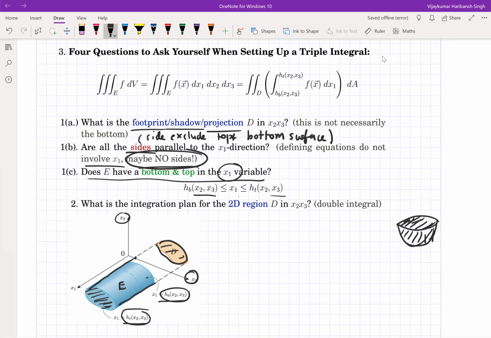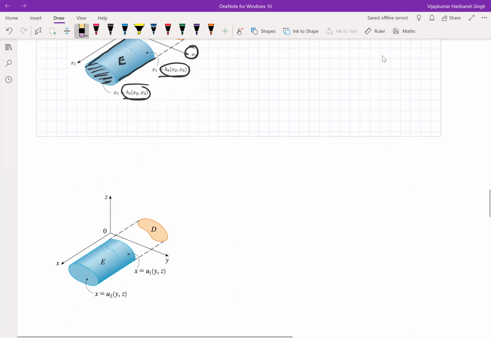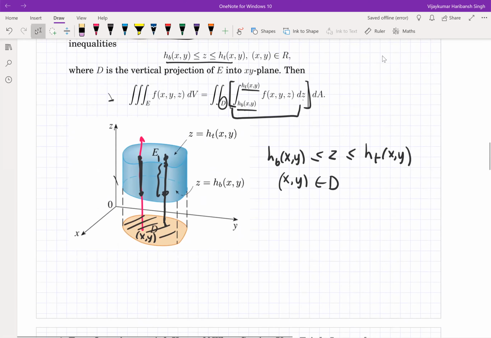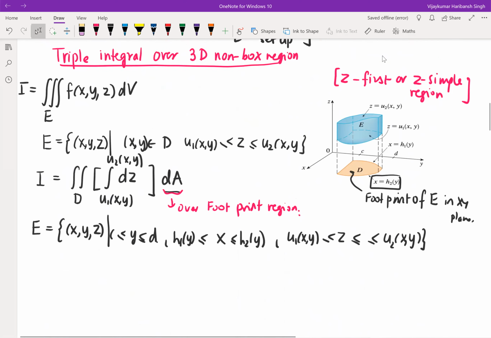Then once this question is answered, you see what is your plan for integration of this 2D region in x2, x3, right? Whether it's y first, x first, or neither, or you have to use polar. So we have to basically come up with a strategy for the integration of the 2D region. Okay, so this is how it goes. So let me give you a few examples here. So this was an example of z first.